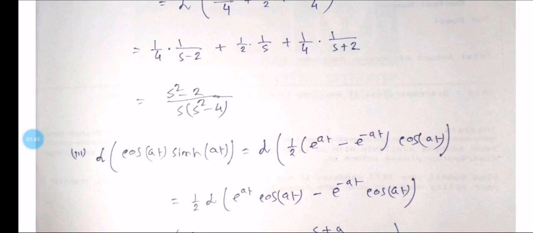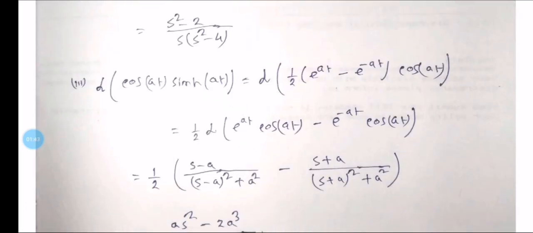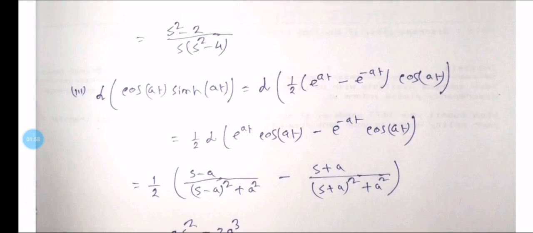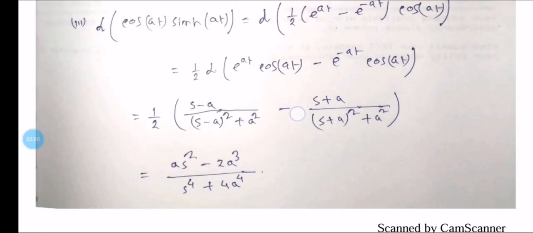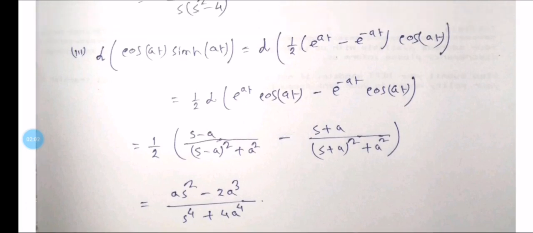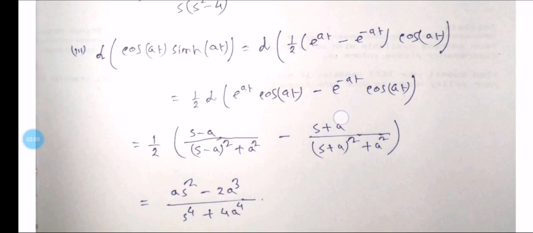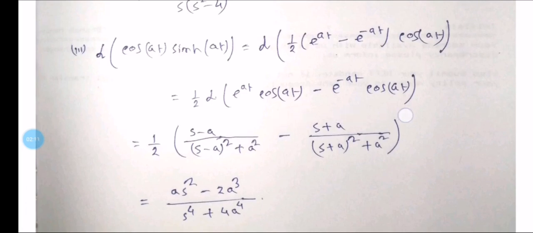Similarly, the third problem, cos at sin hyperbolic at. So cos at we will write the same, and sin hyperbolic at we can write as half e to the power at minus e to the power minus at. So if we just multiply with that, half will come out, so e to the power at into cos at minus e to the power minus at cos at.